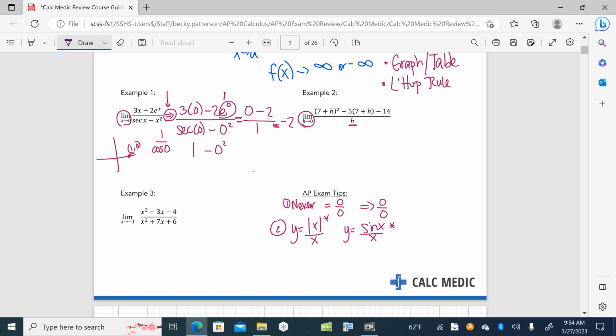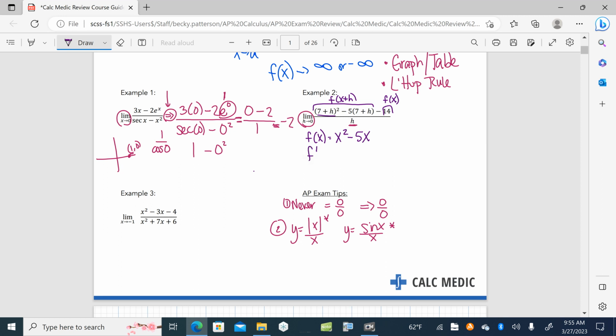So if I look at this, it looks like they plugged in a 7. So this is going to be my f of x plus h. And then this is going to be my f of x. So it looks like my function is x squared minus 5x.